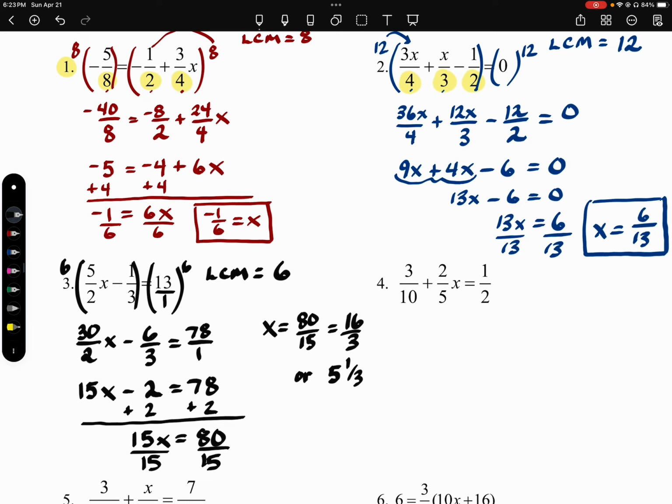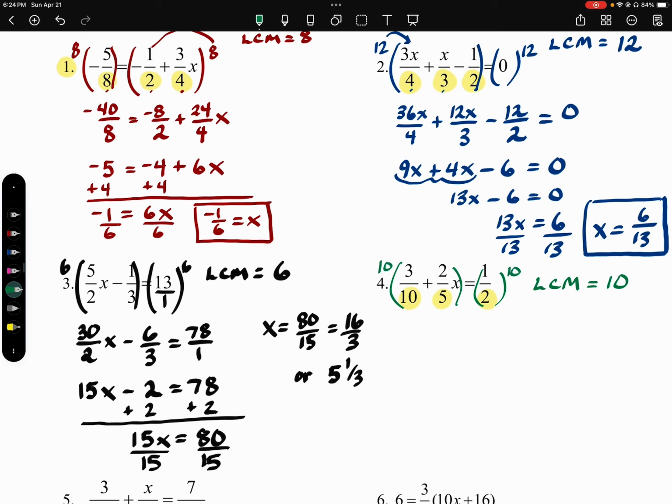All right, the last one, number 4. For number 4, we have 3/10 plus 2/5 x equals 1/2. Looking at our denominators, 10, 5, and 2, well, 10 is divisible by 5 and 2, so we know that 10 is our least common multiple. So let's multiply both sides times 10.